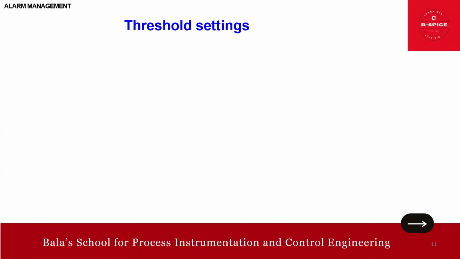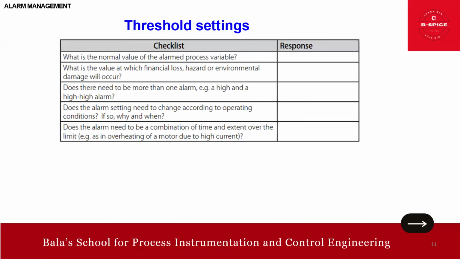Then finally we talk about threshold setting. See, for example, friends, we need to ask a lot of questions basically. This checklist can be used to support the process of setting an alarm threshold. What are all the questions? What is a normal value of the alarm process variable? Very, very important. And what is the value at which financial loss, hazard, and environmental damage will occur?